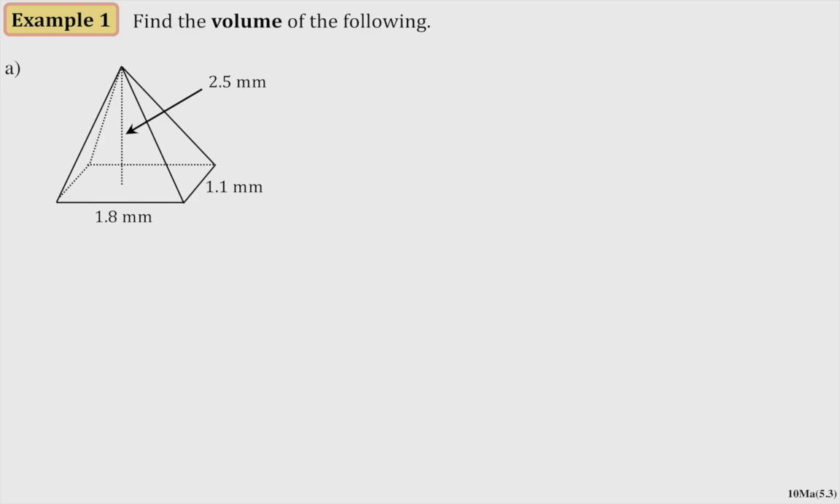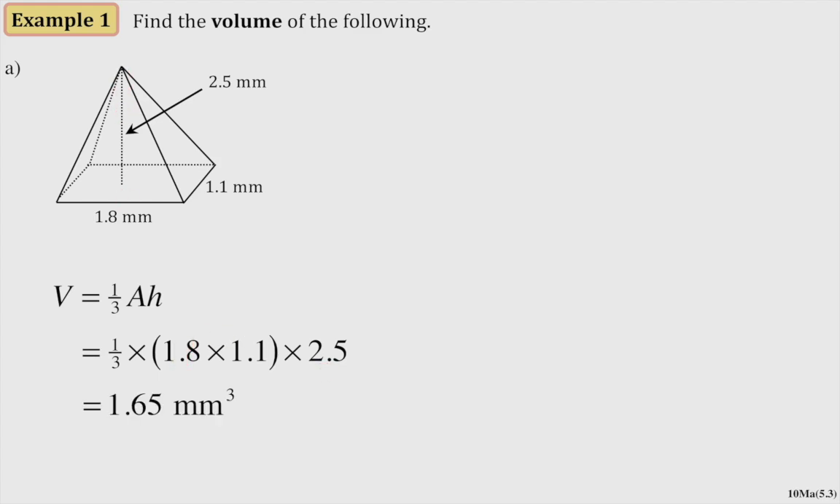This is a pyramid. The formula for the volume of a pyramid is 1/3 the area of the base times the height. Well, the area of the base is 1.8 times 1.1. So there's your area of your base. Then 1/3 times the area of the base times the height, which is 2.5. Put that into your calculator. You have a volume of 1.65 cubic millimeters.